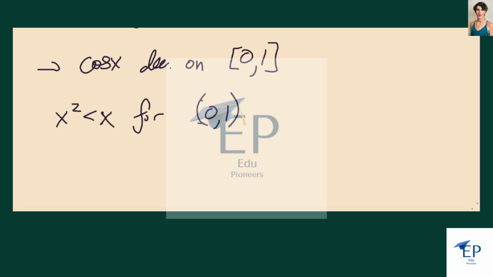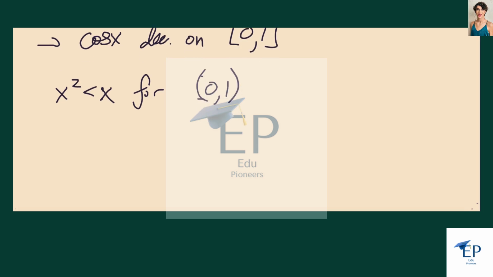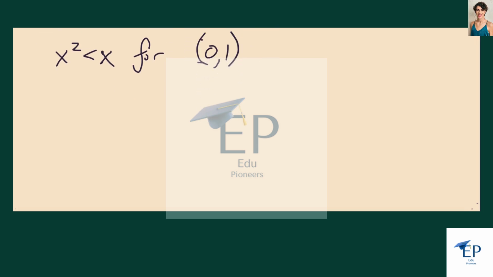So this is different from when x is greater than 1, where x squared is always greater than x. Now if we apply this, because cosine of x was decreasing, it follows that the cosine of x squared is therefore going to be greater than the cosine of x, since x squared is less than x.